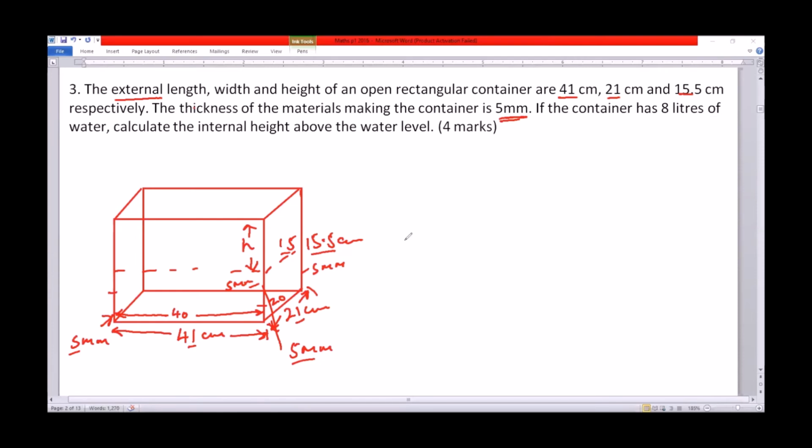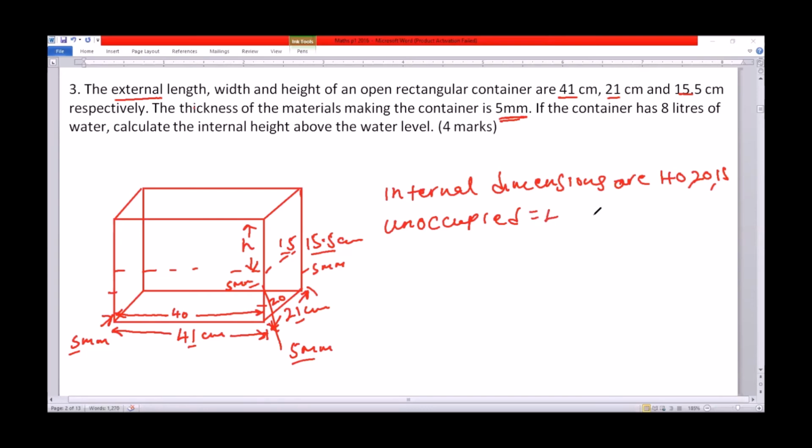So we continue, and we are told that this equals internal. So we need to find the unoccupied volume. Our internal dimensions we say are 40, 20 and 15. So we can say unoccupied is equal to 40 multiplied by 20, multiplied by 15. That is the volume of the container. You minus the amount that was in water, which is 8 liters. 8 liters is the same as 8,000 centimeter cube.